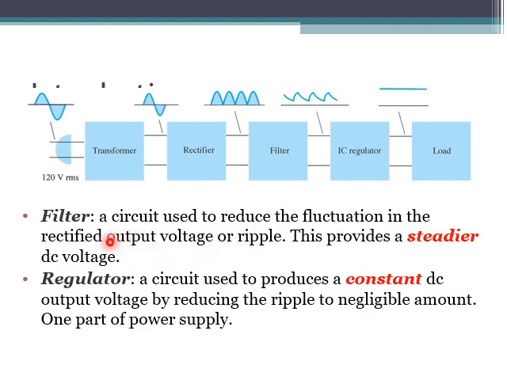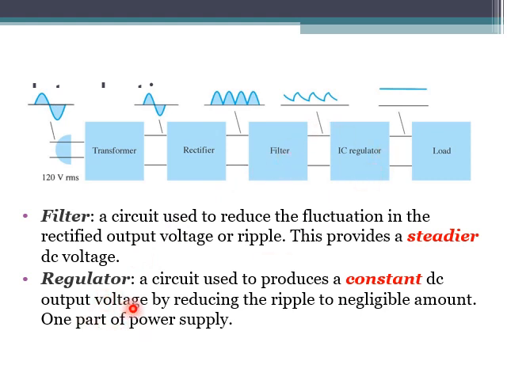Right? So a filter is a circuit used to reduce the fluctuations in the rectified output voltage, or ripple. This provides a steadier DC voltage. So what the filter does is filter out the small AC component present in the pulsating DC. Okay, right. Next we will go to the regulator.